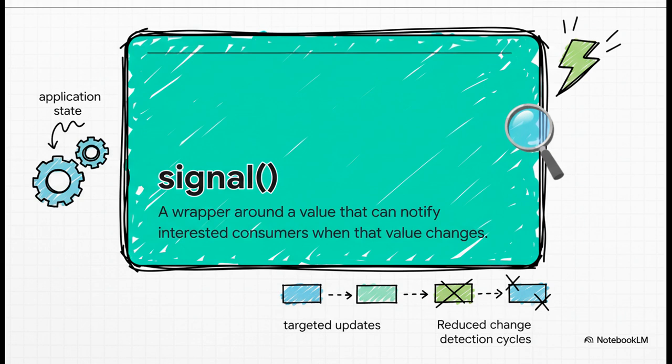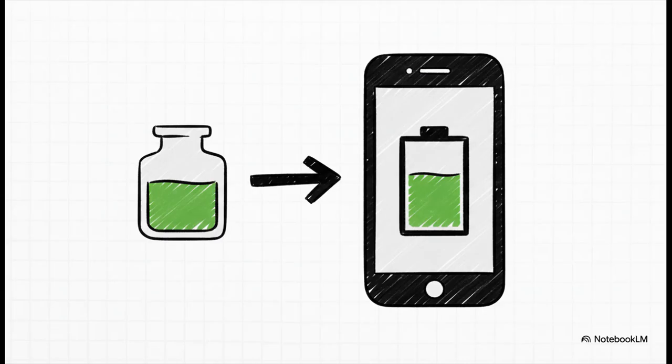It knows exactly who is interested in the value it's holding, and when that value changes, it pokes only those interested parties. I love this analogy. A signal is just like the battery indicator on your phone. Think about it. You're not sitting there tapping your phone every 2 seconds going, what's the battery at? What about now? Is it 75% yet? No, of course not. The icon just updates itself whenever the battery level actually changes. It's that same simple, efficient, one-way street for information.